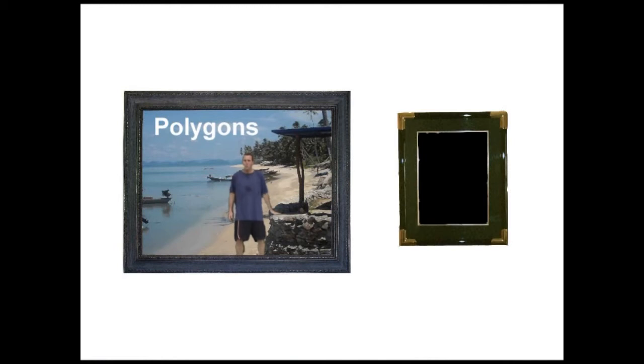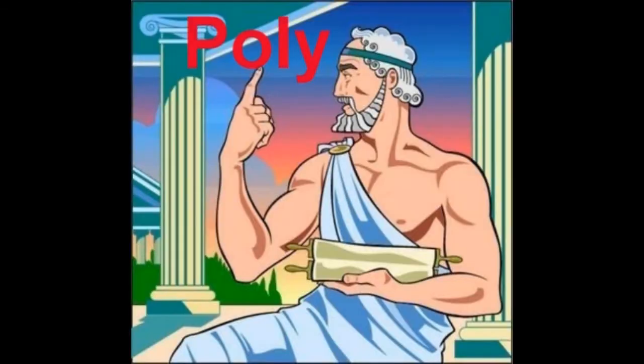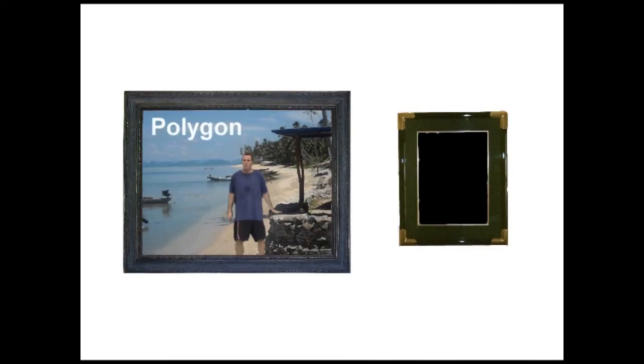Polygons. The word polygon comes from the Greek words poly, meaning many, and gon, meaning angles. So polygon means something with many angles. But nowadays, most people refer to a polygon as a two-dimensional object with many sides. Let's take a better look at polygons. Follow me.